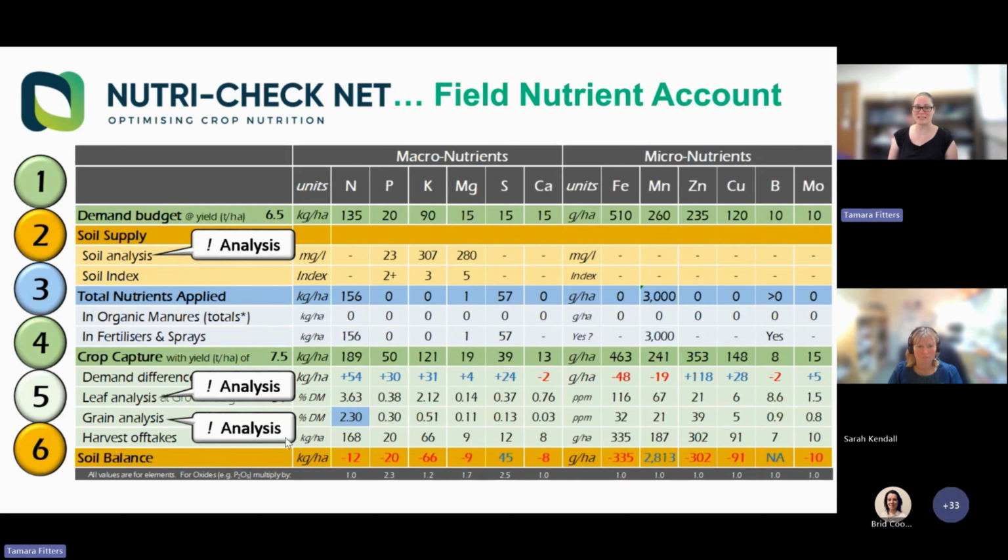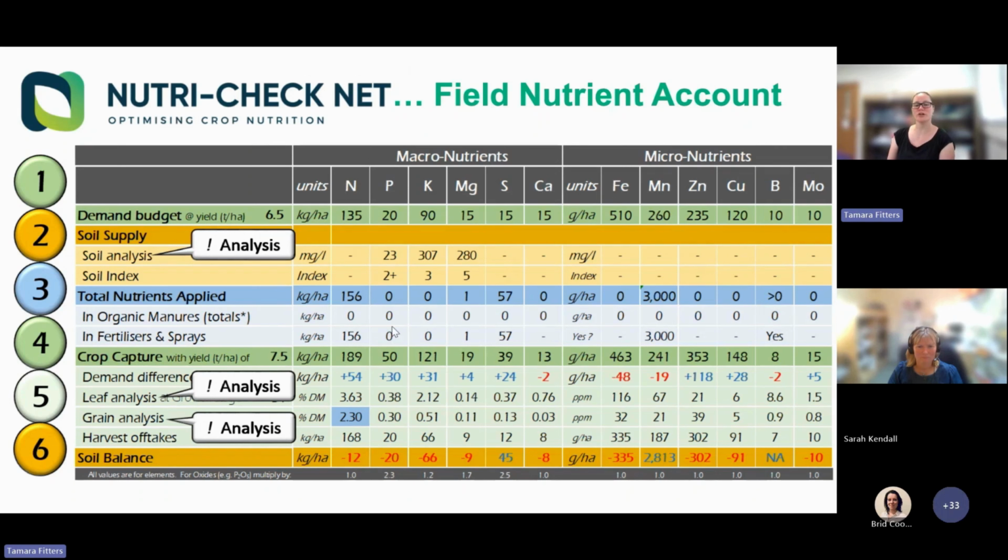Based on the grain analysis and our yield, we can calculate how much was taken off. So we fill that in here, and then we can calculate how much is left in the soil. In this case, we've taken more out of the soil than was in there, so we've got a deficiency. And in the case of sulfur, we have taken less out of the soil than was there. So for next season, you might not have to apply sulfur here, whereas you definitely want to apply potassium, and most likely you want to apply nitrogen, unless you maybe grow a pea crop or something like that.